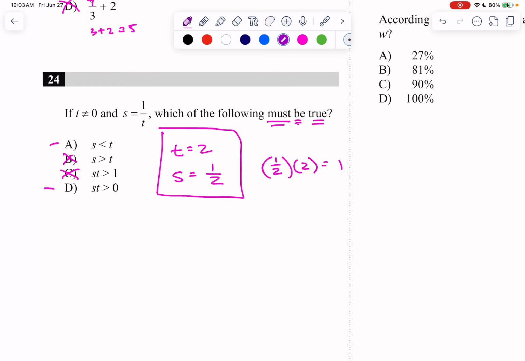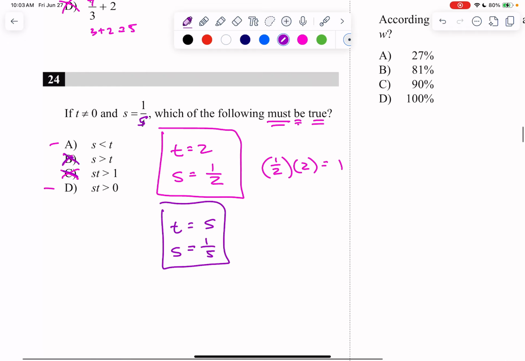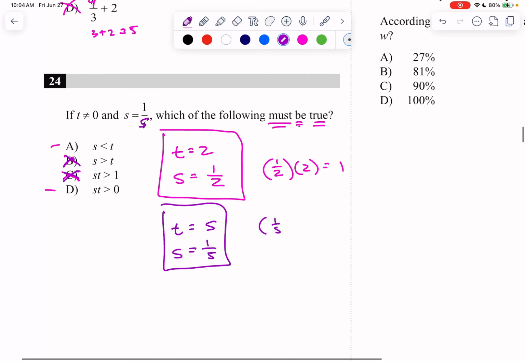So let's pick new numbers, try again. Let's say t is 5. So s would be 1 over 5. Okay, let's try. Again, I don't have to try b and c again. I already know that those don't work. Is it still true that s is less than t? Yes, 1/5 is less than 5. Is it still true that s times t is greater than 0? Well, let's see. 1/5, that's our s, times our t, which is 5. That's still 1, so yep, still greater than 0.